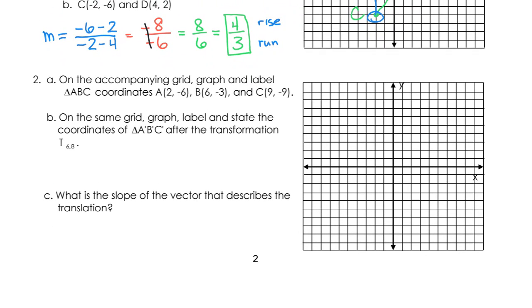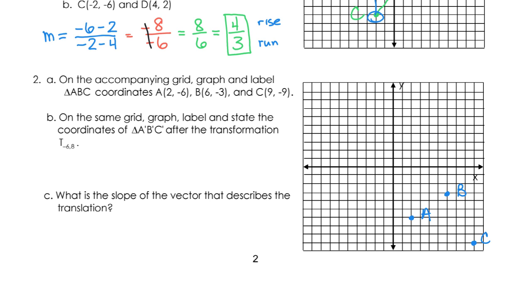Number 2, part A says that on the accompanied grid, we are going to graph and label triangle ABC, who has coordinates at A, which is at +2, -6. Put a dot, call it A. B is at +6, -3. Put a dot, call it B. And C is at +9, -9.